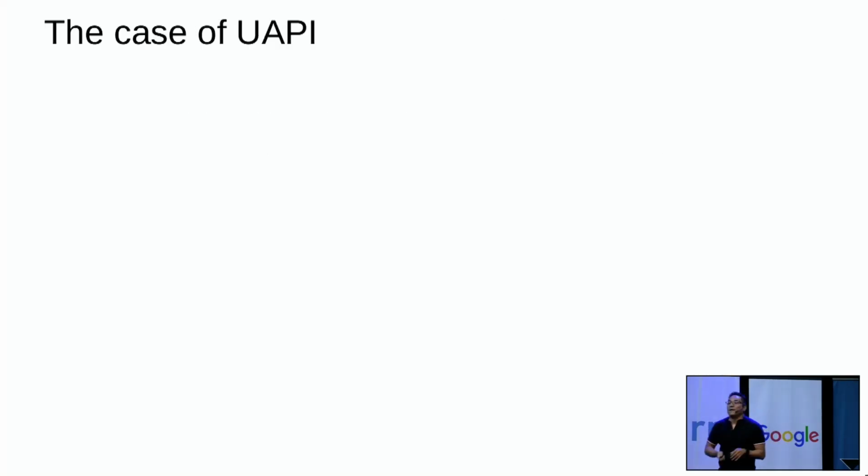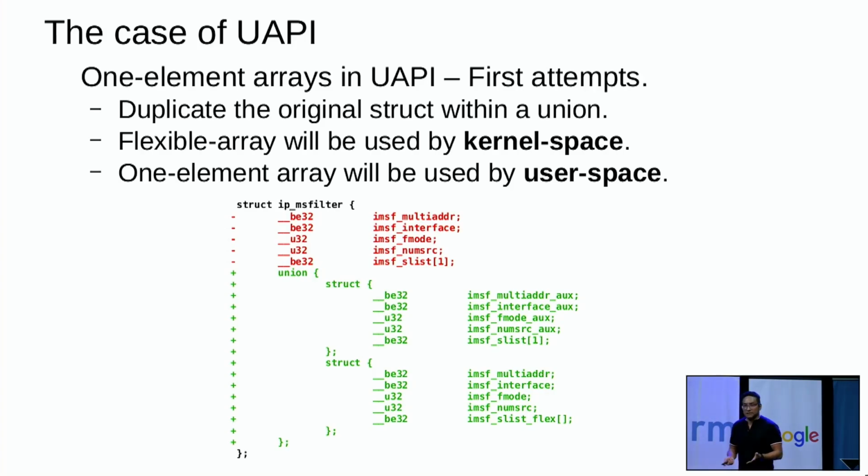Okay, quickly, let's see how we were doing these transformations or fixing these problems in UAPI. UAPI is always problematic because, well, we cannot break user space, right, on purpose. Okay, so this is an example of how we were doing those transformations. We cannot just merely remove the one from the declaration, because we would alter the size of the structure. So in this case, what we were doing was duplicating the whole thing and just adding a flexible array member, so that the flexible array member could be used in the kernel space and the one-element array could still be used in user space.